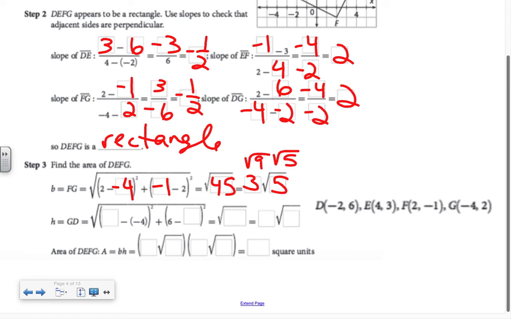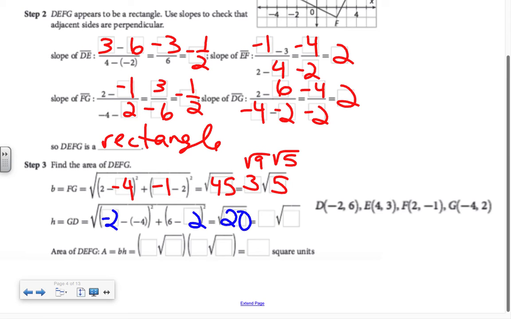Now finding the length of GD, that is -2 minus -4 squared plus 6 minus 2 quantity squared. So in the first parenthesis I have 2 squared, which is 4. In the second parenthesis I have 4 squared, which is 16. 4 plus 16 is 20.